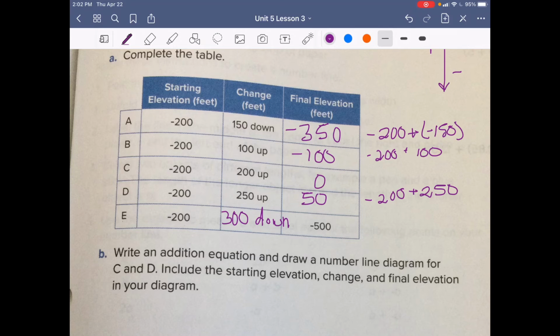All right, let's look at letter B. So letter B says to write an addition equation and draw a number line diagram for C and D. So it wants us to focus on C and D.